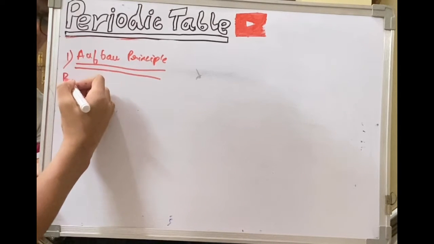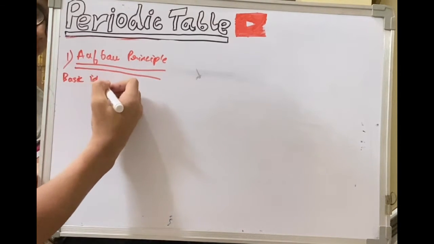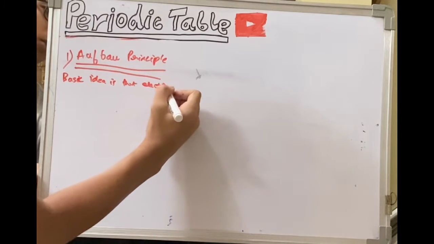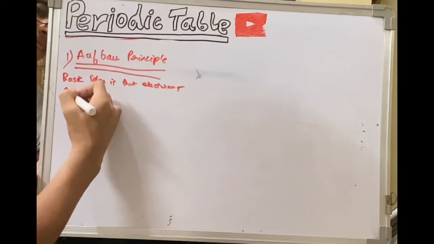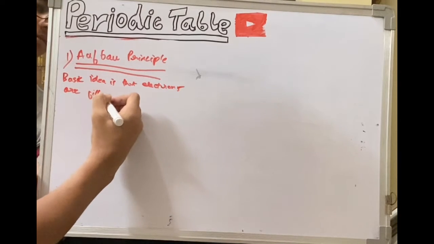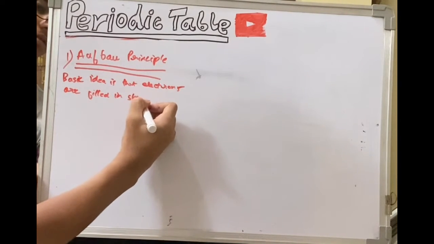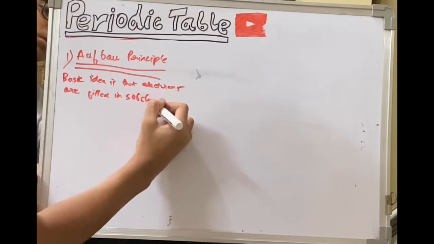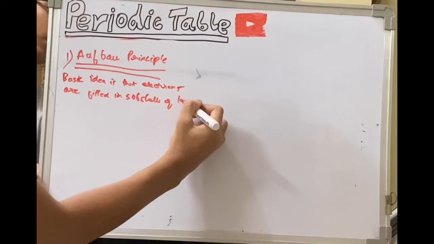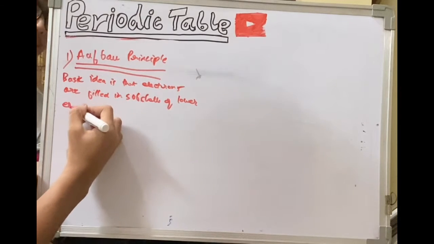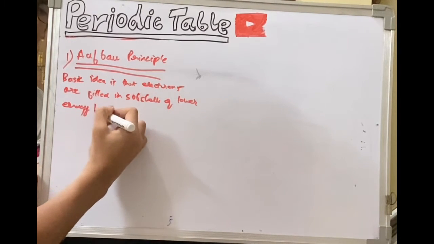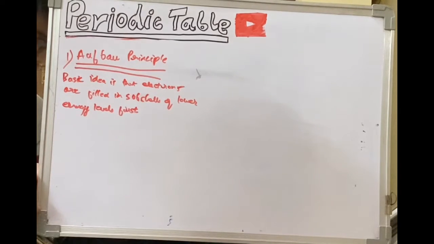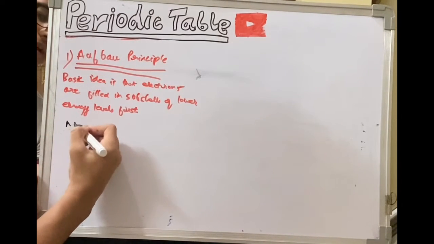So the basic idea is that electrons are filled in subshells of lower energy levels first. So before that, I'll show you a rule that is also known as the N plus L rule.